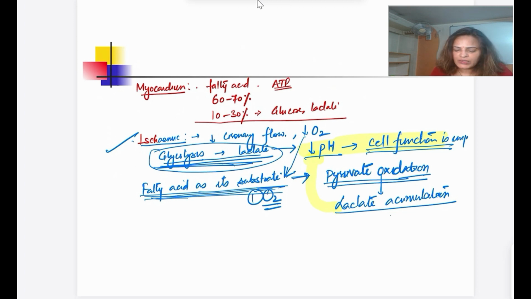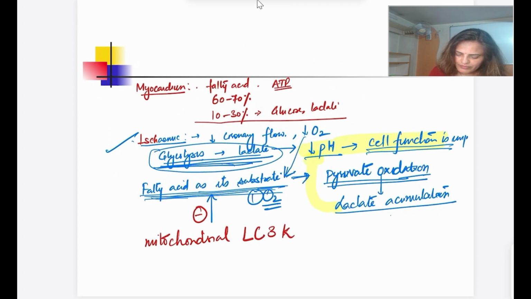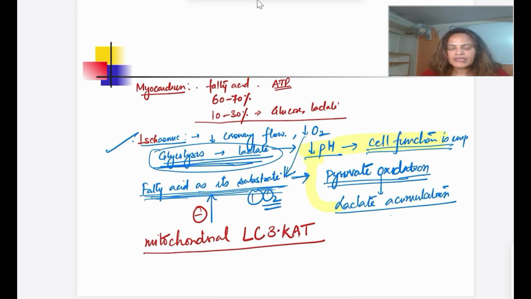Now trimetazidine, what it does, it is going to inhibit the main enzyme which causes the metabolism of this. And what is that? That is the mitochondrial long chain 3-ketoacyl coenzyme A thiolase. It is going to inhibit this enzyme. Once this enzyme is inhibited, then what will happen? The fatty acid metabolism will not happen, and all these things are inhibited.